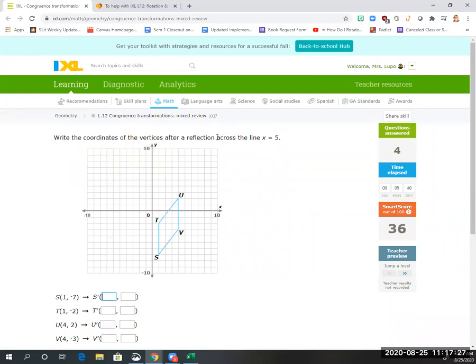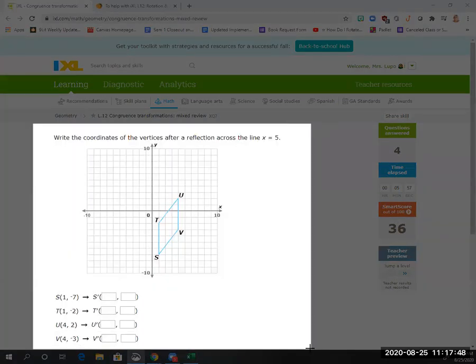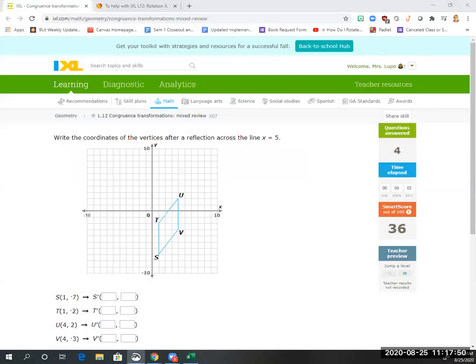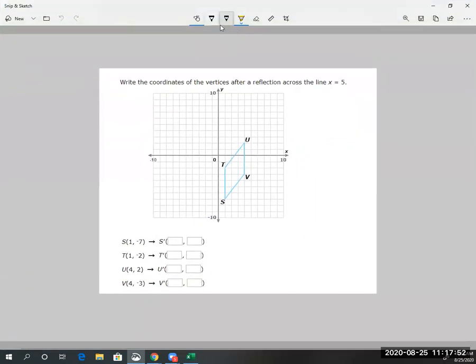Write the coordinates of the vertices after a reflection across the line x equals 5. That means it is going through the x-axis at 5. So 1, 2, 3, 4, 5. So if you could draw a line, let me show you if I take a snip of this. Okay. Now I can draw on it. So if you have a line at x equals 5, 1, 2, 3, 5, it's this line right here.